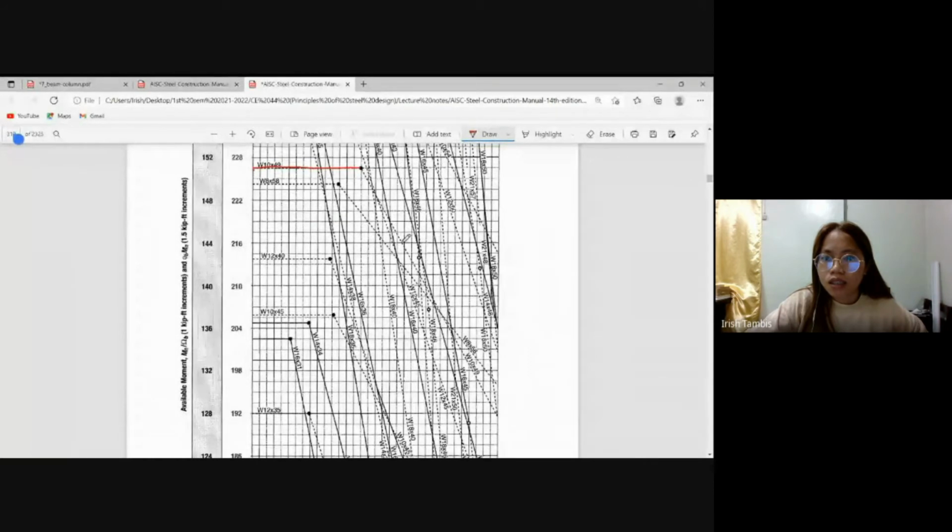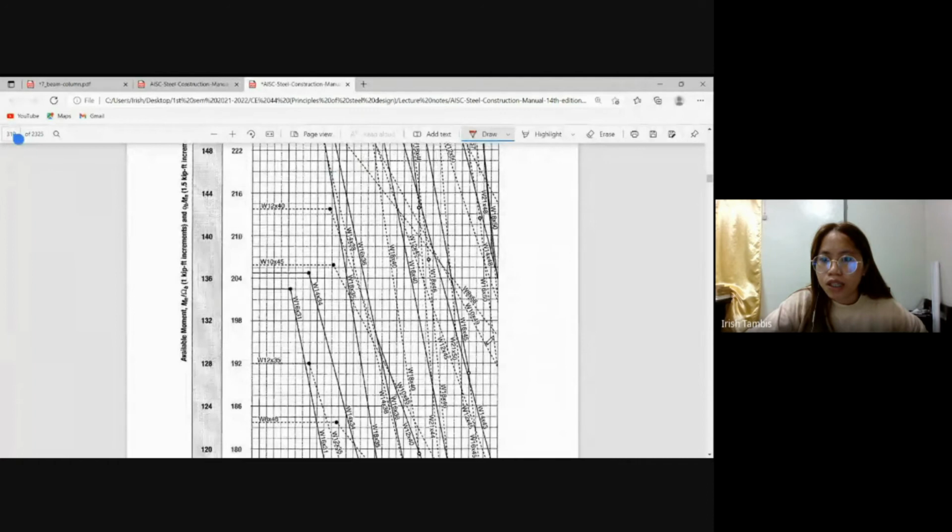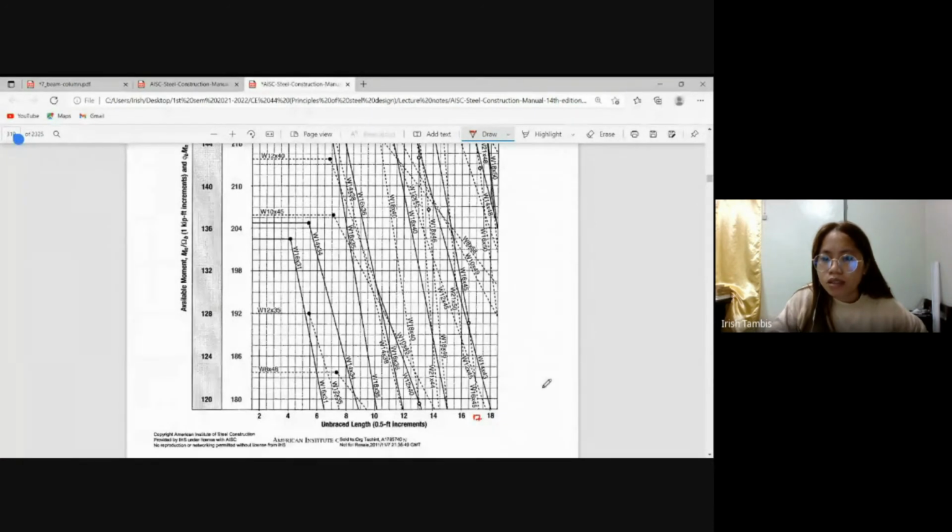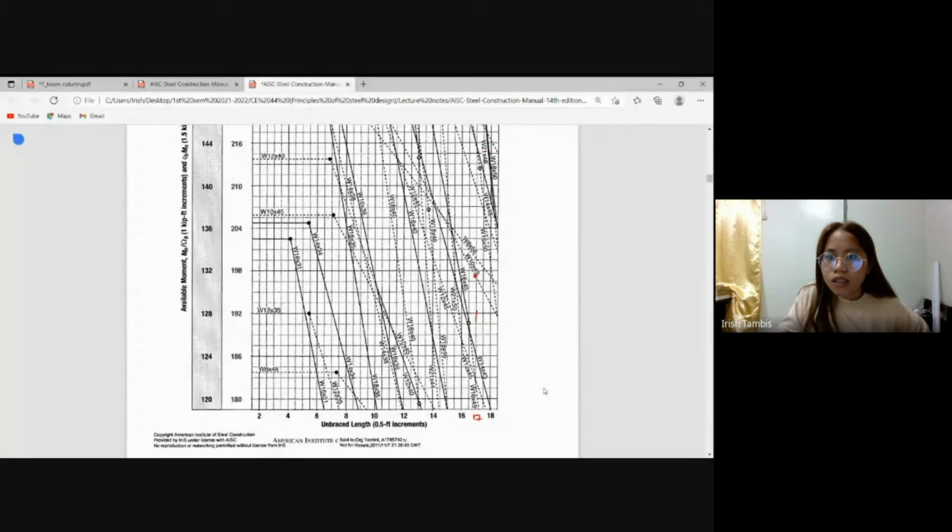Follow it here. Then, this is the W10 by 49, no? Our 17 unbraced length is somewhere here, di ba? Somewhere here. Then, try to find this point. Project it here, so that this is LRFD, phi sub B nominal moment.